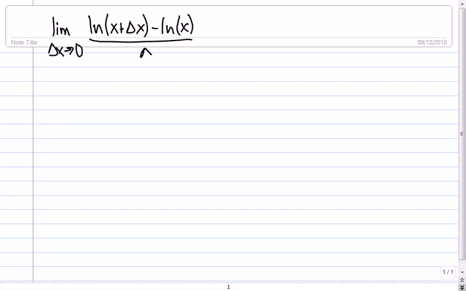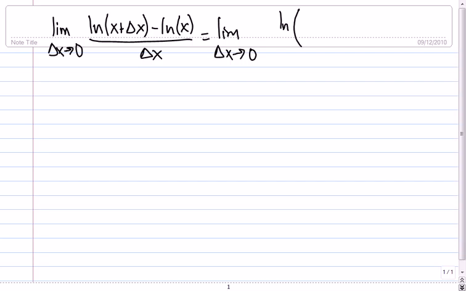So again, we're going to go to the definition, which is the limit as delta x goes to 0 of the natural log of x plus delta x, take away the natural log of x, all over delta x. So I have to figure out how to get this to look like 1 over x. Now, we ought to start manipulating this. And there is a rule from Math 12 that we talked about before that I'm going to use here.